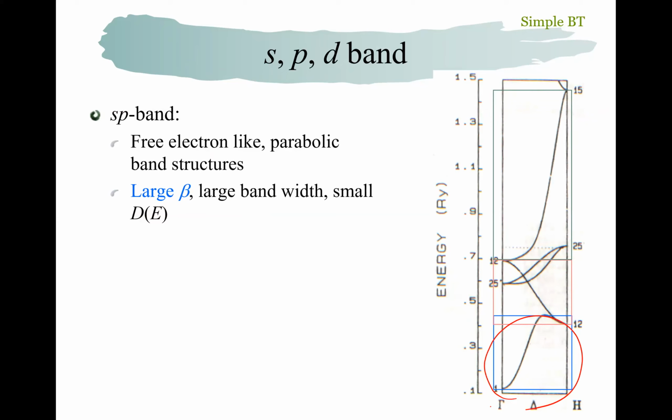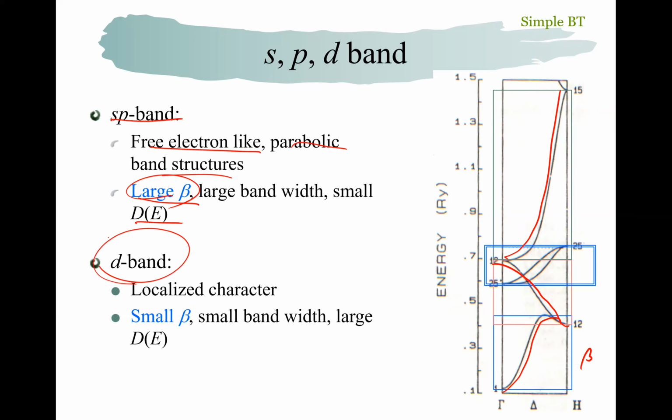This is the bandwidth. Actually, the bandwidth is related to beta, which is relatively large. Usually a large beta means the electrons hop easily. They are moving around, so the density of state is usually small. This kind of band we call the SP band, and they behave like free electrons with a parabolic band structure. So these two bands correspond, and actually this one also corresponds, to SP character. They are very itinerant and moving around in all metals because of the large beta.